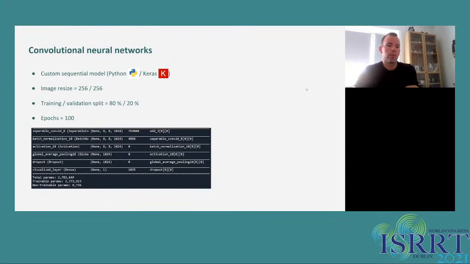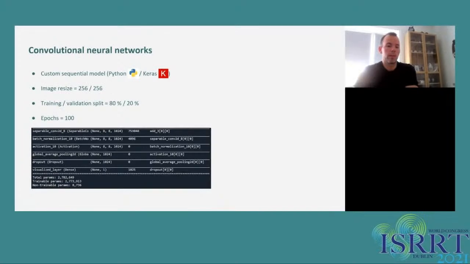We used custom sequential models, which are simple neural networks. This was written in the Python programming language, and we used Keras as the API. Before feeding the datasets into the neural networks, we resized each image to 256 by 256. Then we trained and validated on each dataset.